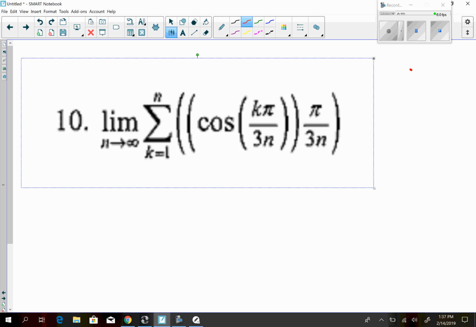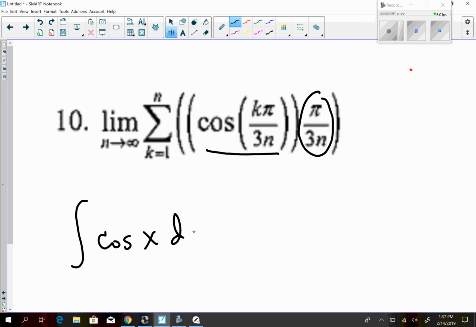So, to find the a value, well, first of all, I'm going to guess again that this function is cosine x, and then that's dx, the pi over 3n. So a little bit of guessing here. I'm guessing that this limit represents the integral of cosine x dx. And to find the a value, I always look for something with pi over n in it added to a number. So I'm going to assume there's a 0 plus there.